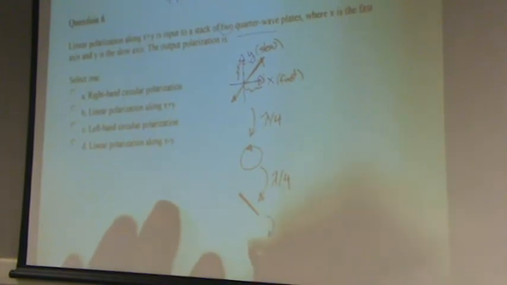So I didn't even really have to figure out which one's the slow, which one's the fast. Is this right-handed, is this left-handed? It's just, I go through one quarter wave plate, I went from linear to circular. I go through another one, I go to linear that's perpendicular to that. Right? If I went through another one, I'd go to circular the other way.